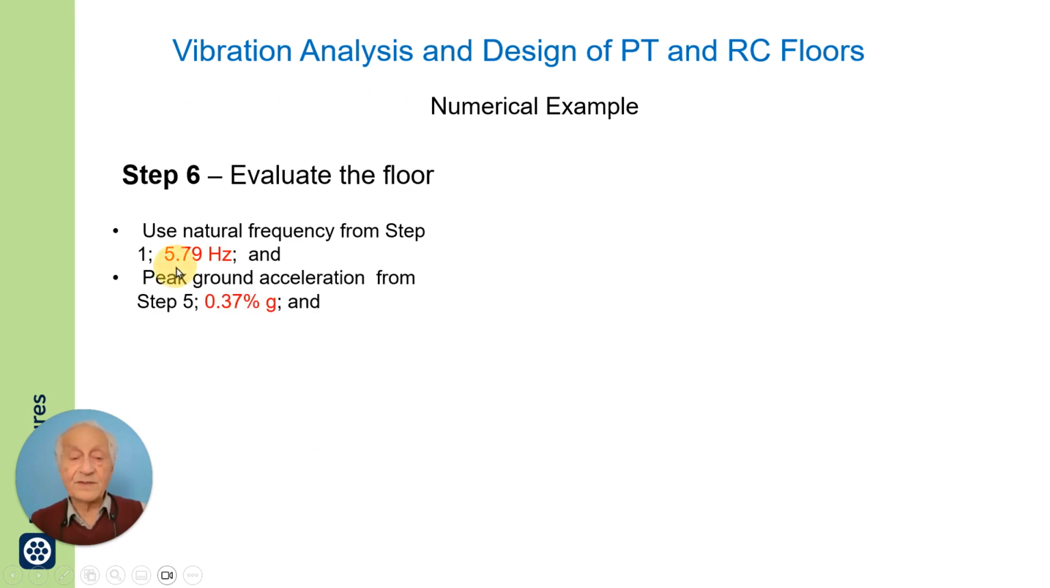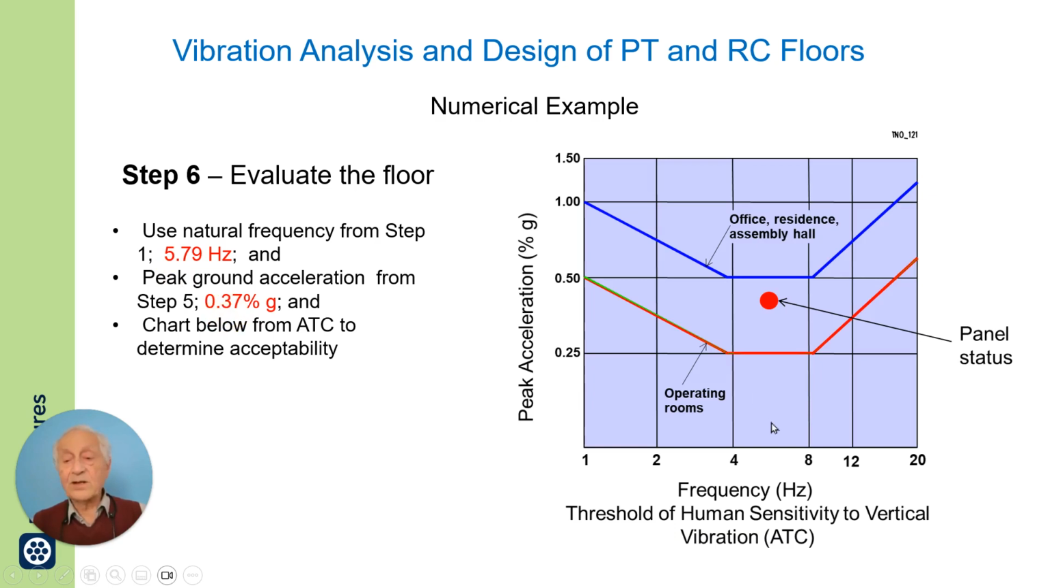I use the frequency selected, peak acceleration calculated, come here, this is the frequency selected, and this is the peak acceleration selected, and I see that this panel is okay for office and residence. It falls below here. But it is not okay if we have an operating room in a hospital. To make it acceptable for operating room, I have to bring this further down. So it is okay.